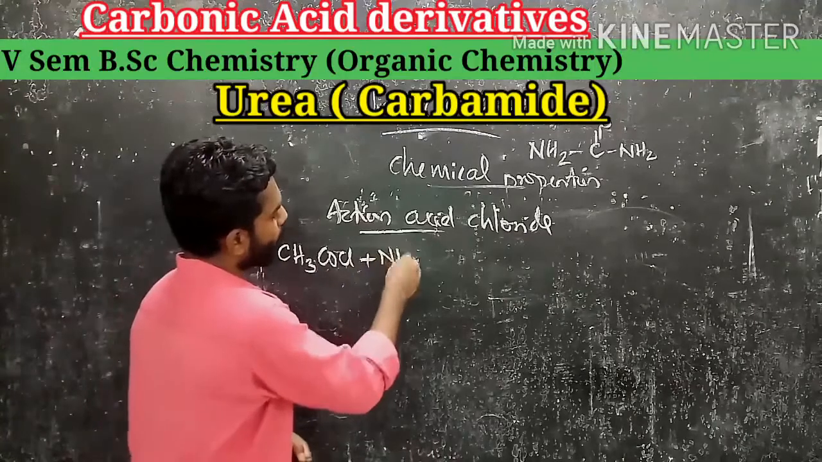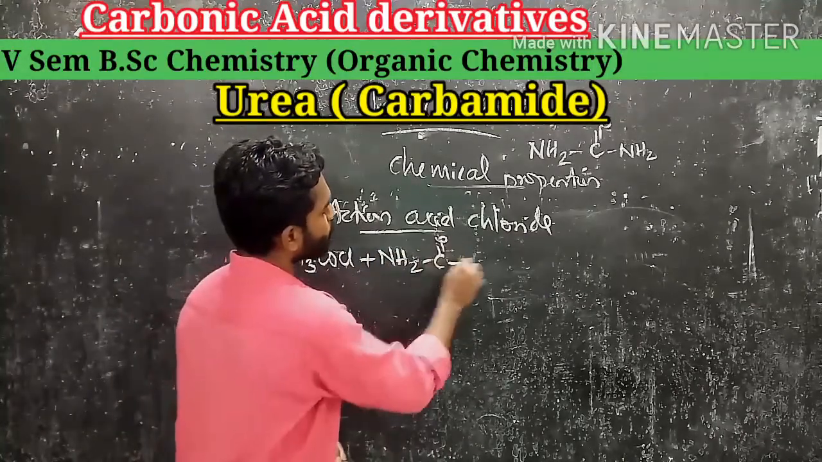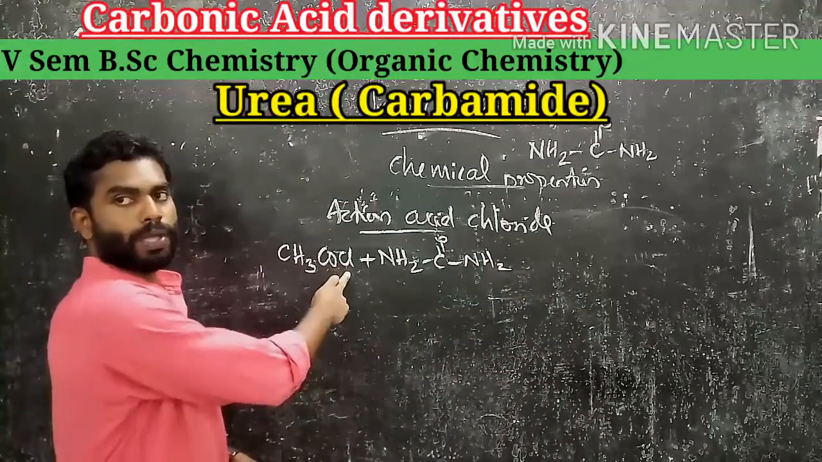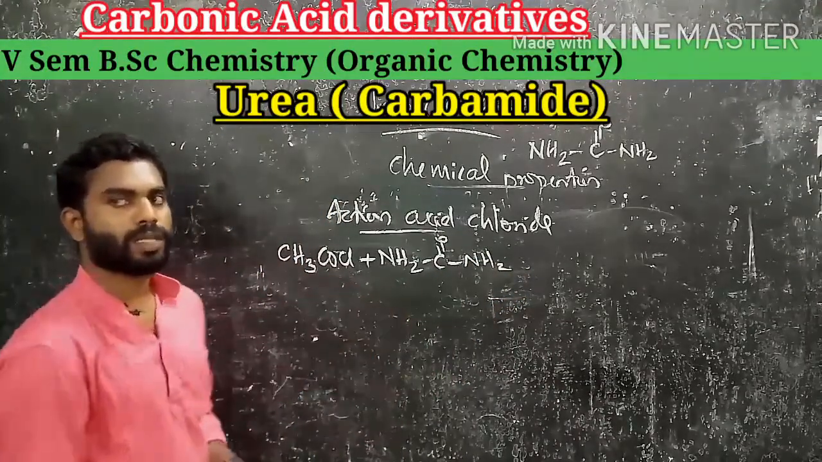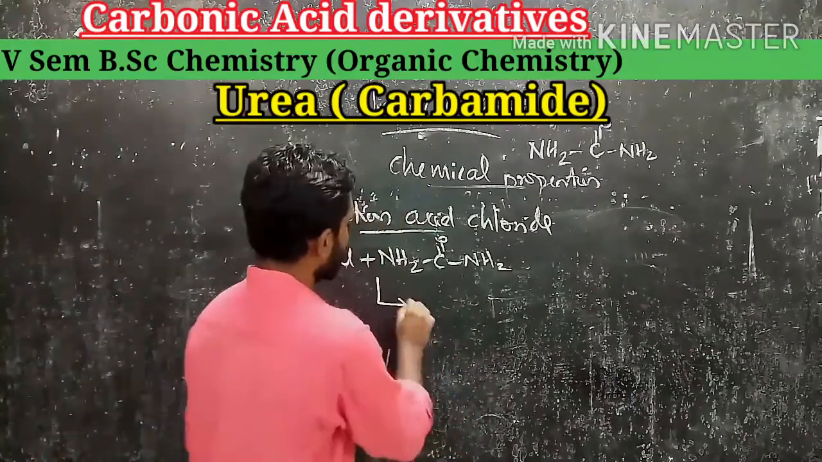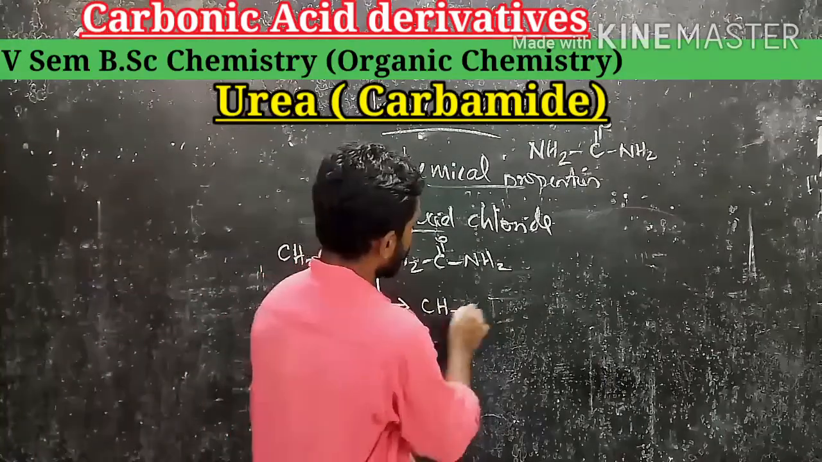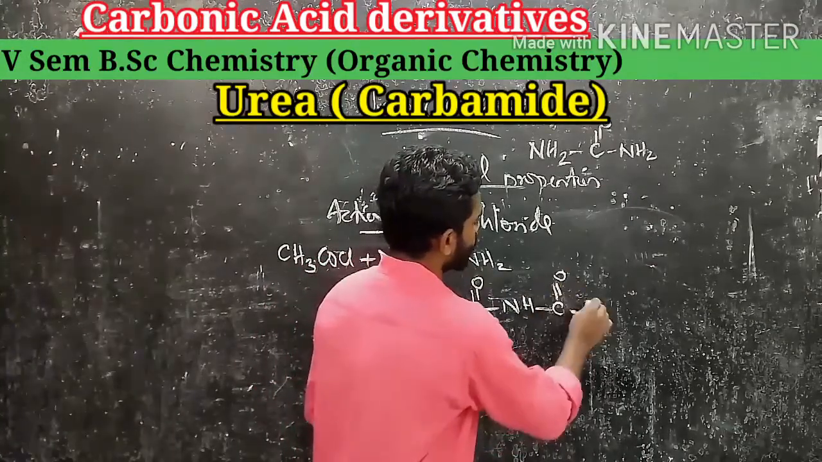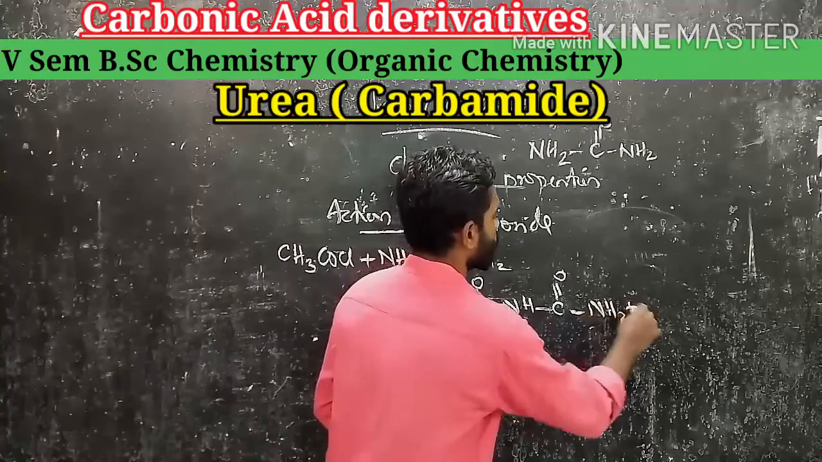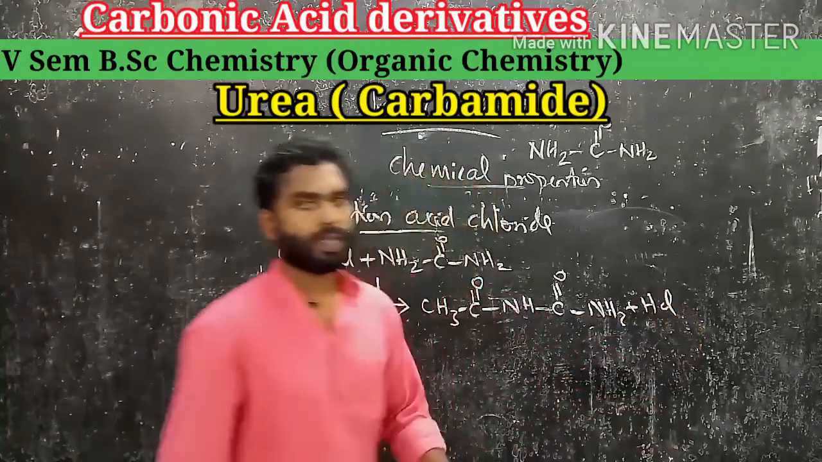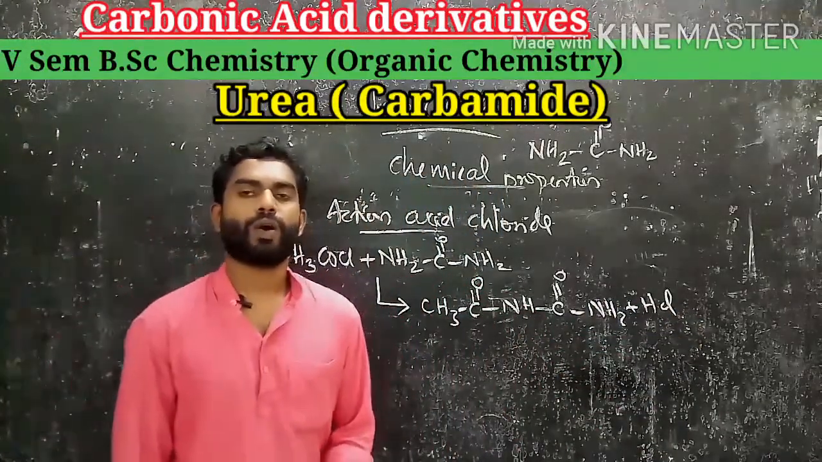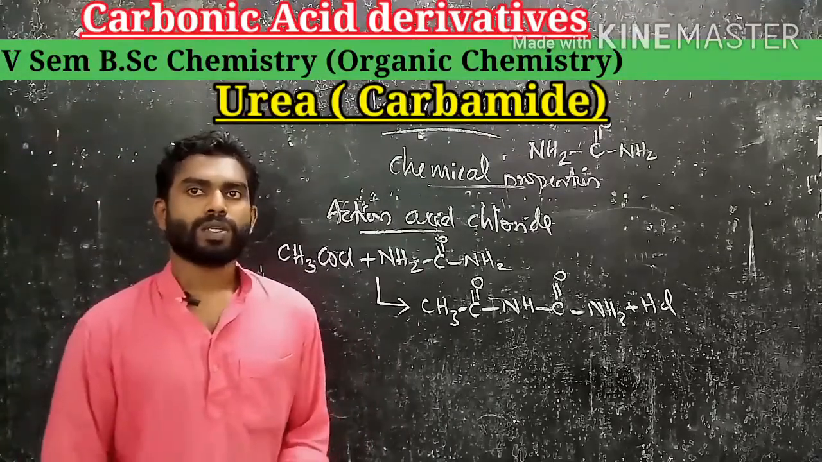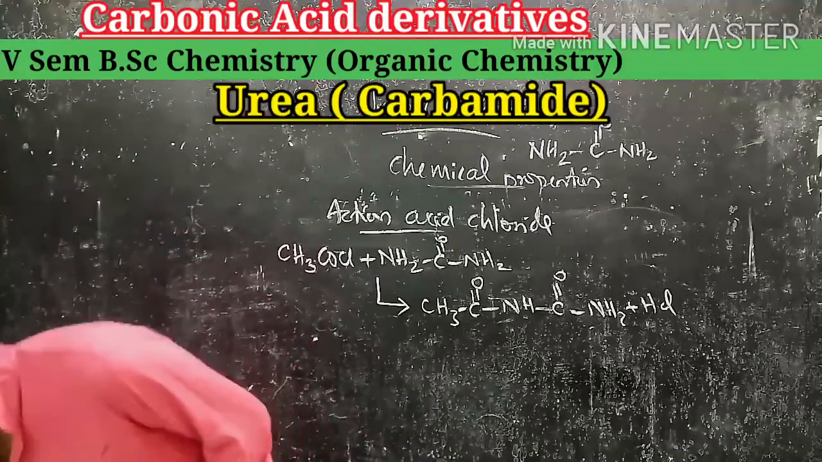CH3COCl reacts with urea. Here H and Cl combine to form HCl. So after the condensation reaction, we will get CH3CO NH CO NH2 plus HCl. Okay, this is known as N-acetyl urea or ureide. N-acetyl urea or ureide. Next, action with formaldehyde.